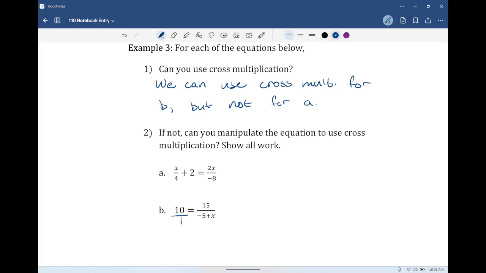Is that a question? Yes. Okay. So I was thinking for number A, we could if we did more work to it, added the 2 to the x, and it would have been 2x over 4, and then 2x over 4 equals 2x over negative 8, and then we would have been able to cross multiply. So I like where your head is at because Janaya is correct. A little bit correct.